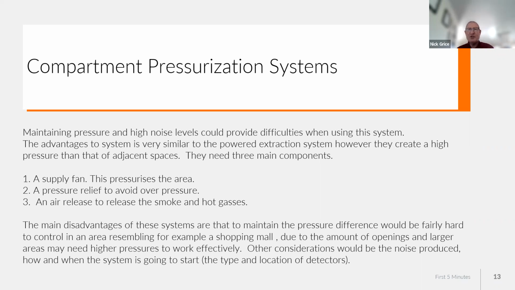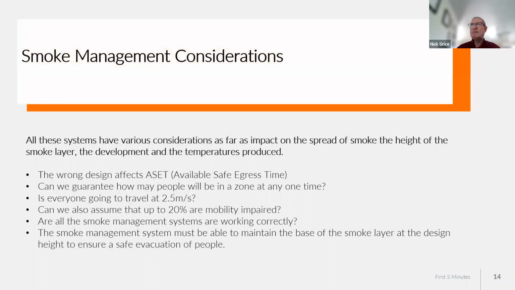But that's not in every building. Some buildings you do see compartments pressurized for mobility impaired people, and you see them for other reasons as well, like keeping people safe generally. But all these smoke management conditions, they've all got various considerations. So you've got ASET, that's available safe egress time. So the wrong design can affect ASET. Can we guarantee how many people are going to be in that zone at one time? So if you look at a shopping centre, next time you go in a large shopping centre, and you might go on a Wednesday evening just before it shuts, there's hardly anyone there.